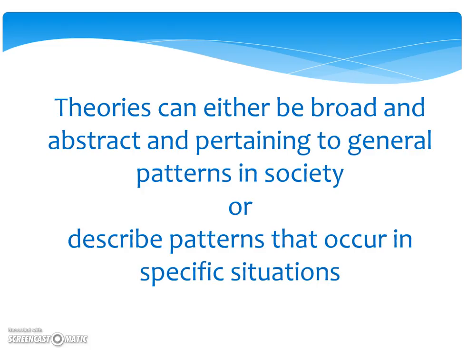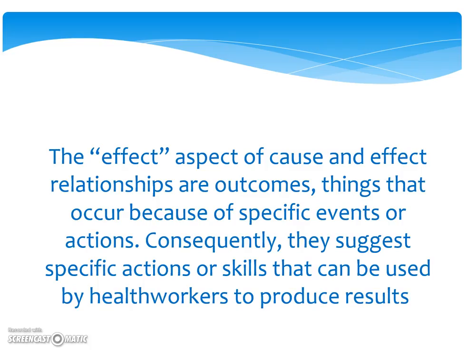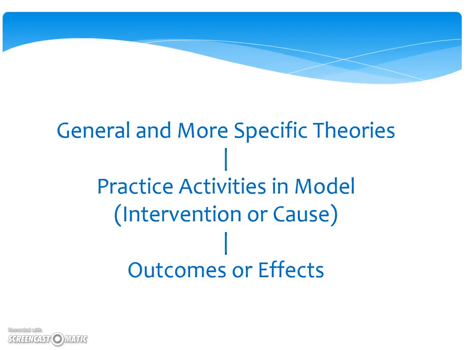So theories can either be broad and abstract and pertain to a general pattern in society, or they can describe patterns that occur in specific situations. And we'll talk about the different types. So the effect aspect of cause and effect relationships are the outcomes, the things that occur because of a specific event or action. Consequently, they suggest a specific action or skill that can be used by health workers to produce a result. So general and more specific theories lead to practice, activities, and models, which we call an intervention or a cause, that lead to an outcome or effect.